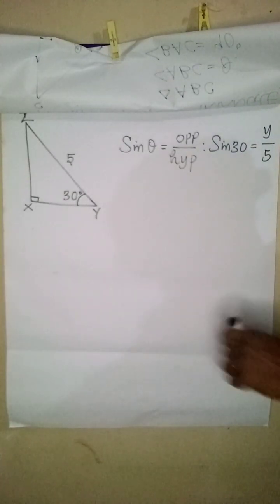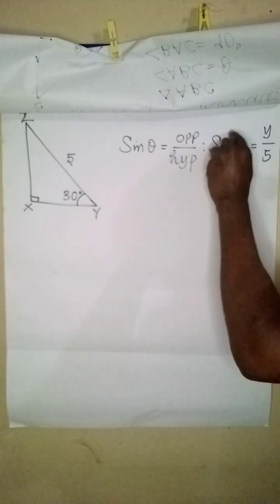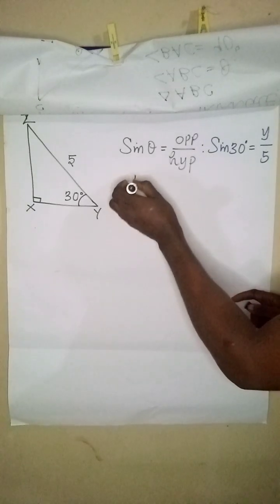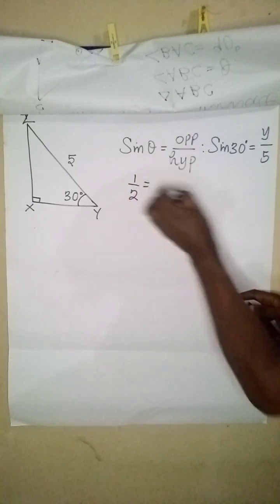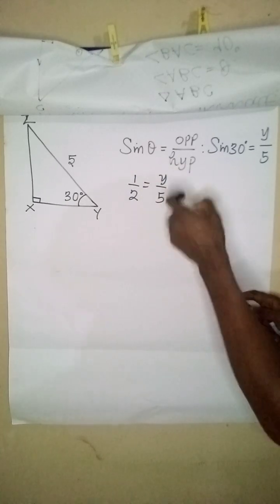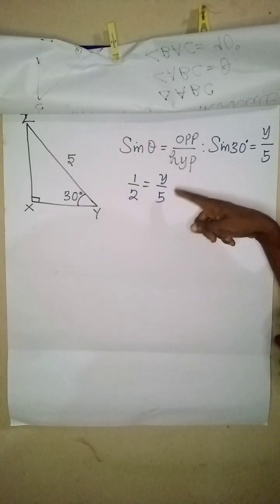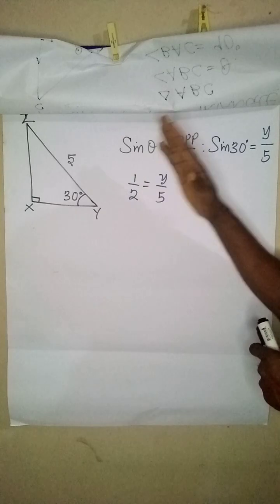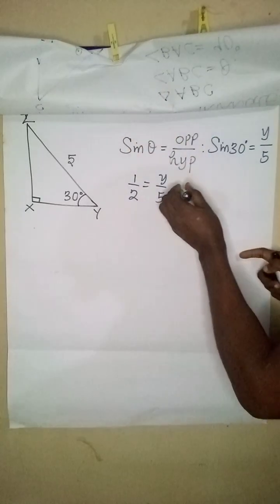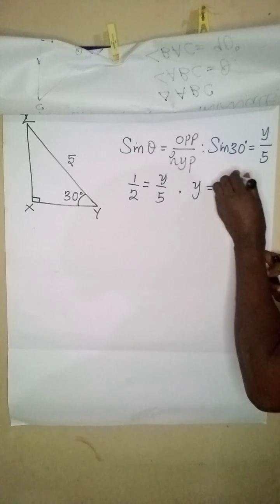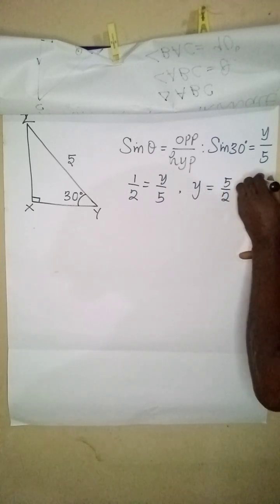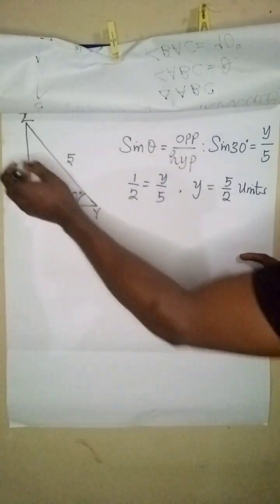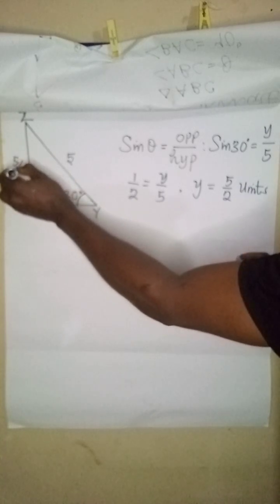By special angles, I don't need to use a calculator for this. My special angle sine 30 degrees is simply 1/2. So I can replace this as 1/2 equals y/5. I can use 5 to multiply this. So 5 times 1 gives me 5/2. So I'm going to be having y equals 5/2 units. So we've gotten one part of it, and we've gotten the opposite side to be 5/2 units.